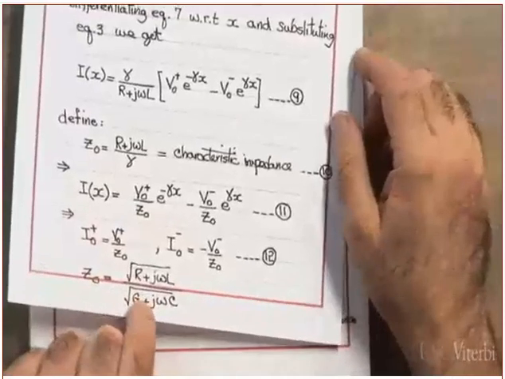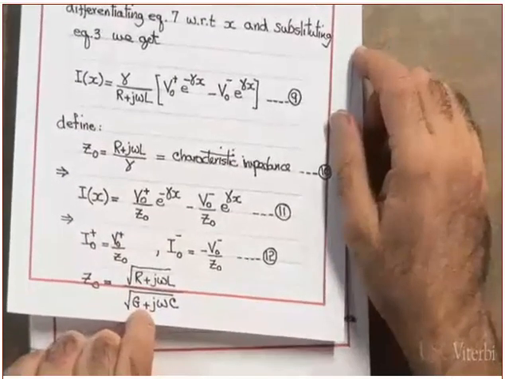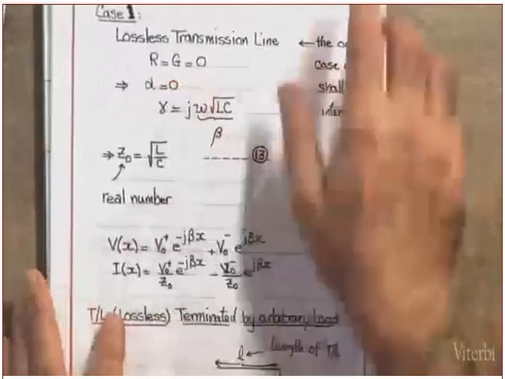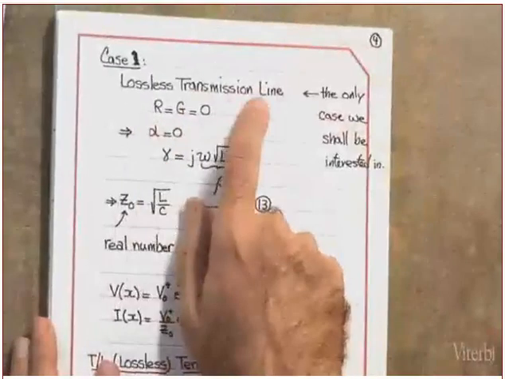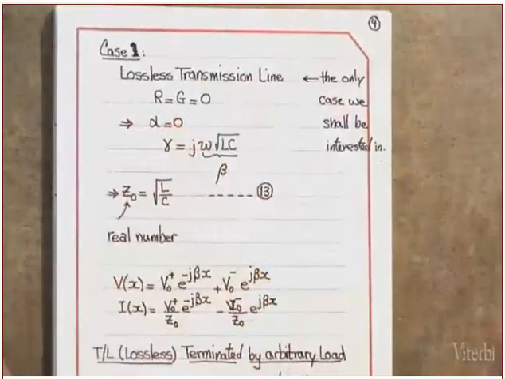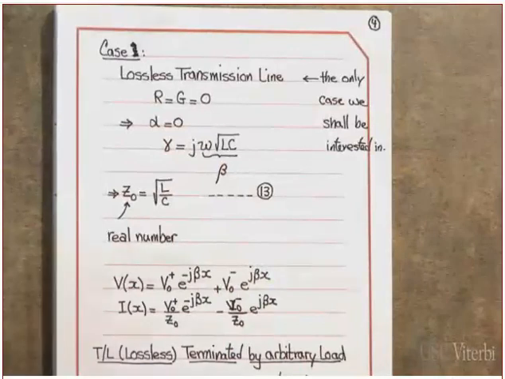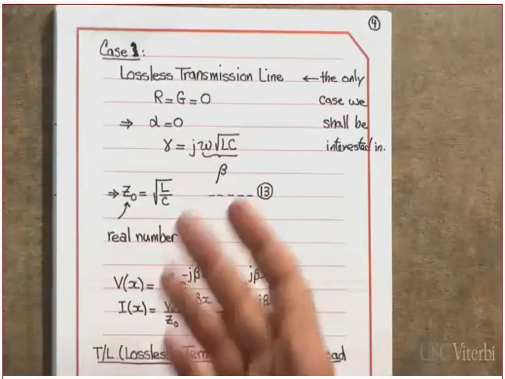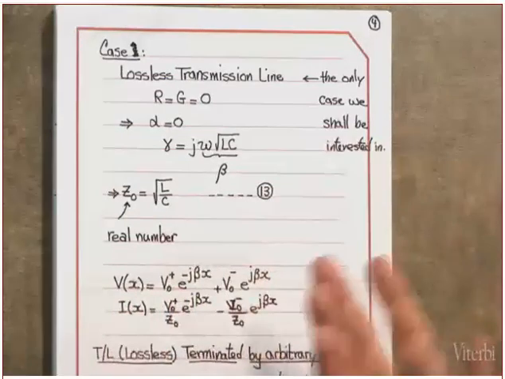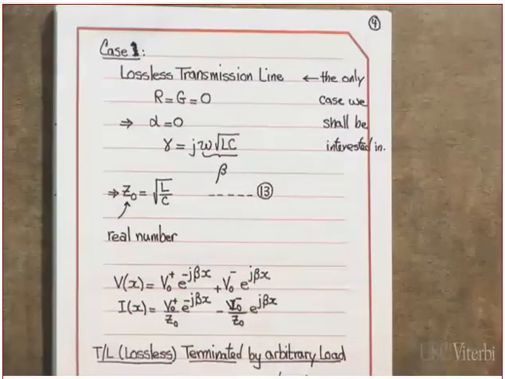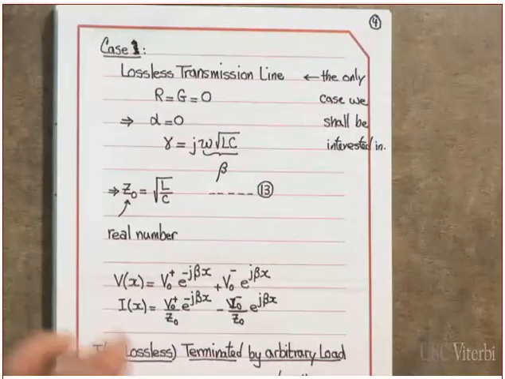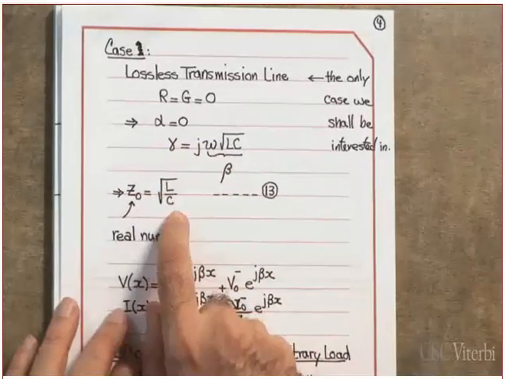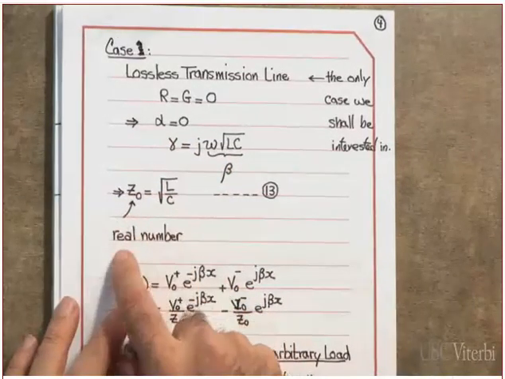This is Z0, the definition of Z0. Now, since I'm going to assume that the transmission line is lossless, it means R equals 0 and G equals 0. By the way, how come I did not say L and C? L and C are reactive components. They are not going to cause losses. Clear? So I ended up with Z0 equal to the square root of L over C.